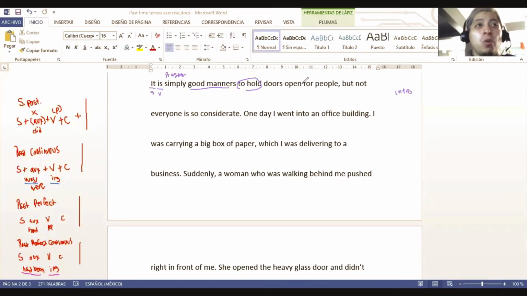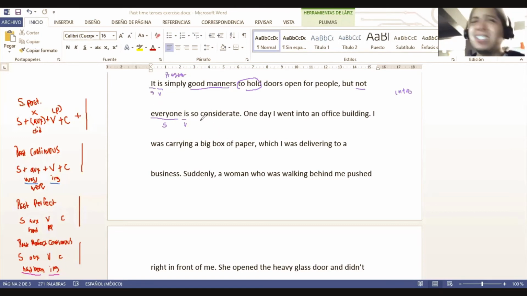What is holding a door open? Like when you go to the store or something, the doors are closed, and then you open the door, and if somebody is behind you, I think the polite thing to do, the educated thing to do, is to hold the door, to maintain the door open so the other person passes, and then you let it close. So it is good manners to hold the door open for people, but not everyone, this is the subject, not everyone is so considerate.